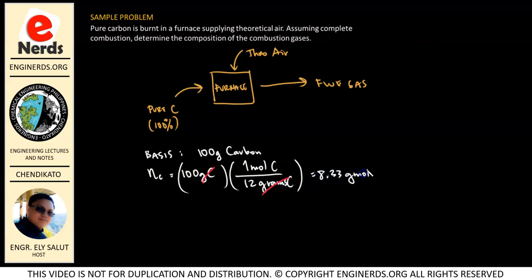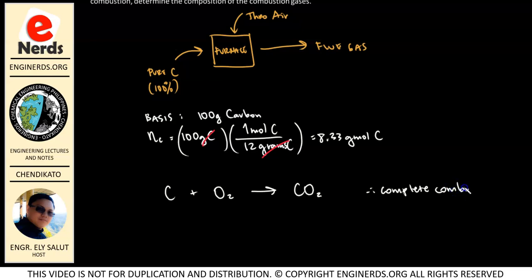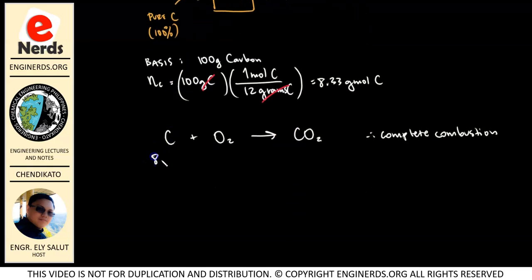Gram mole of carbon. Okay, so alam na natin kung ilang moles ng carbon meron tayo sa ating feed. Now, how much O2 we need in order to burn all of this carbon completely? So, we need to use our formula before: carbon plus O2 producing CO2. So this is complete combustion. So, wala na tayong masyadong kailangan pang gawin because this is 1:1. So, sabi natin, we have 8.33 gram moles ng carbon.